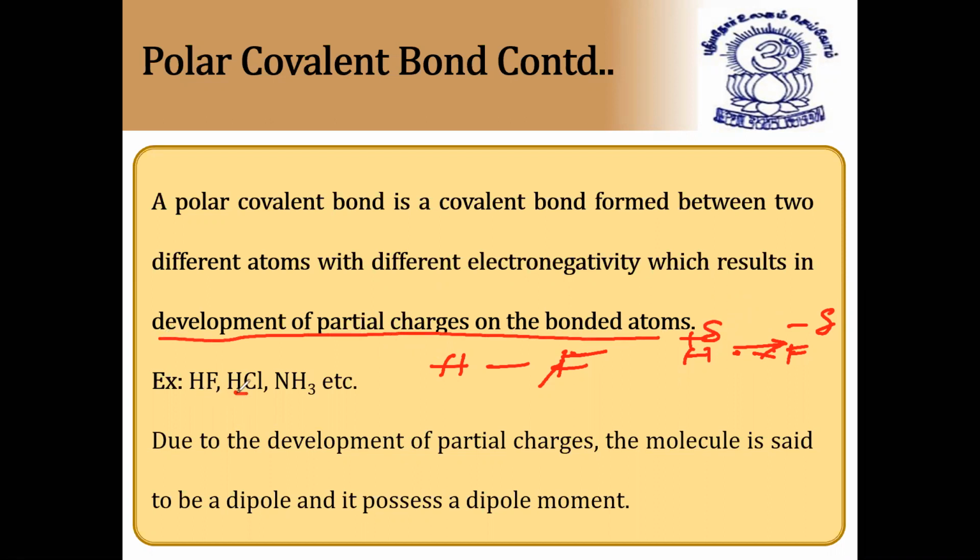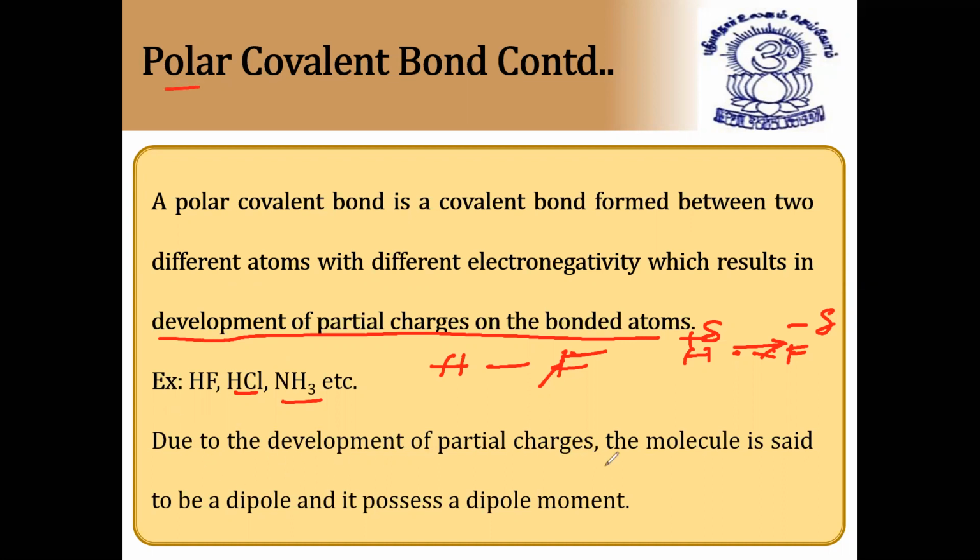The same thing happens in HCl as well as in ammonia. Nitrogen is more electronegative than hydrogen, so the electrons will be lost by hydrogen and pulled by nitrogen. This unequal sharing of electrons between two different atoms with different electronegativity is nothing but a polar covalent bond. I hope it is clear.